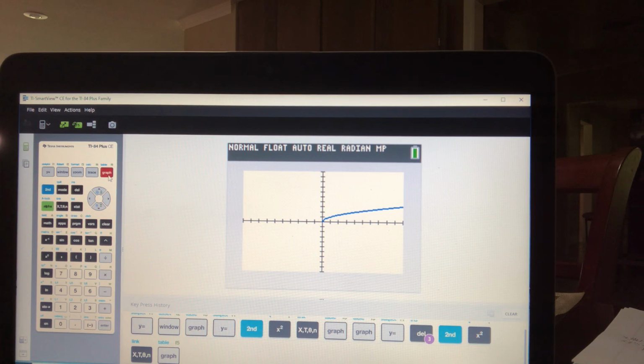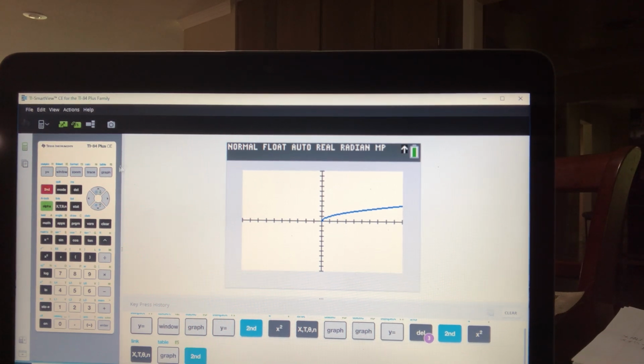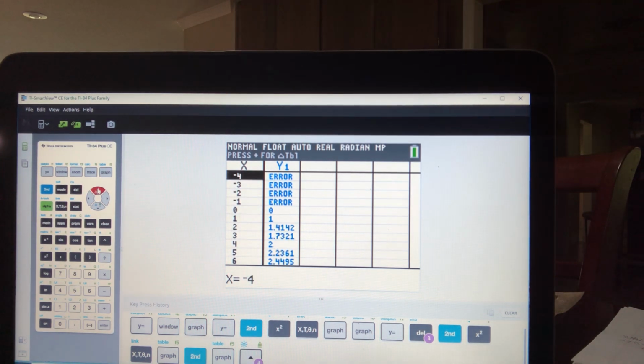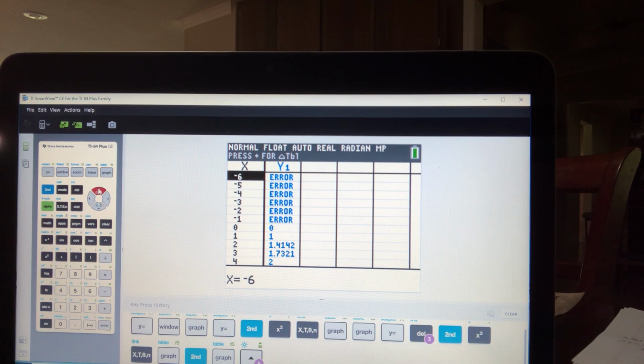So I want you to go ahead and copy that over to your note sheet where the graph is given to you. And the way you would do that is to go to the table. So if you press second graph, that brings up the table. Now my particular table started at 0, but I want you to back up using the up arrow and look at what happens when you have a negative number. Like all of the negative numbers say error.